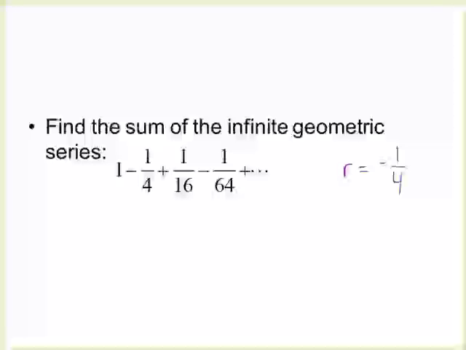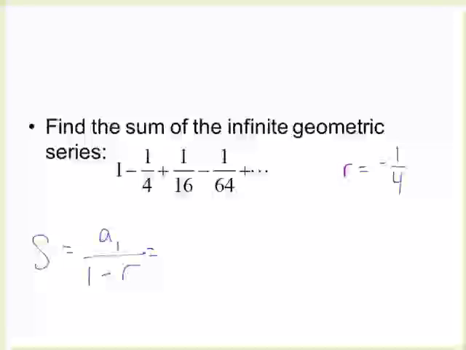So does this series have a sum? Yes, the ratio is between -1 and +1. If your ratio is not between -1 and +1, you would just say there is no sum. Okay, so if you would find that you have a ratio of 3, you would just say there is no sum for that. But this one does have a sum. So we use our formula.